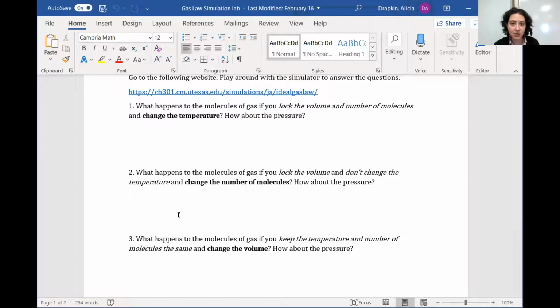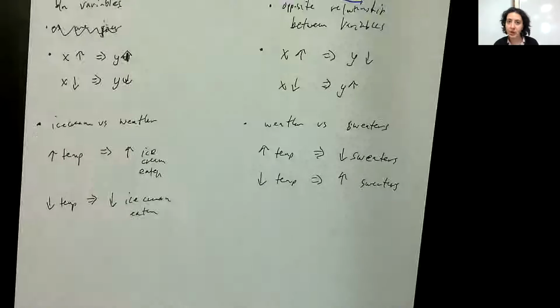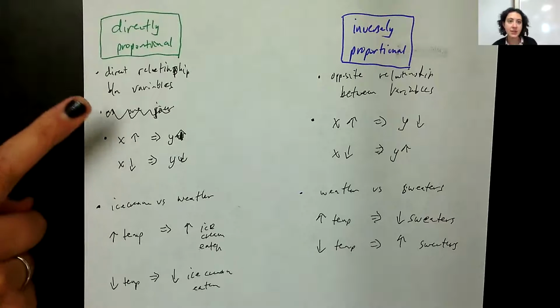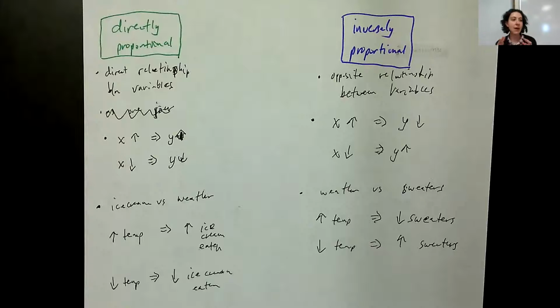The next section is asking about whether or not these relationships are proportional or inversely proportional. So let me explain what those two things mean. I have some notes here for you. Okay, so directly proportional means that there's a direct relationship between variables. Proportionality, it's about how does changing one variable affect another variable.